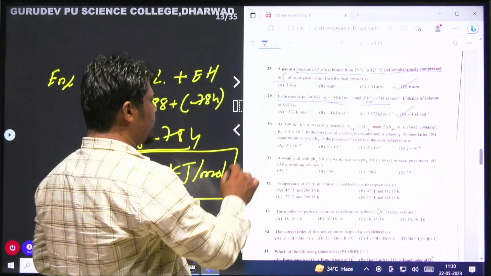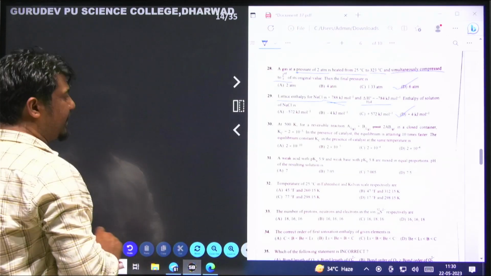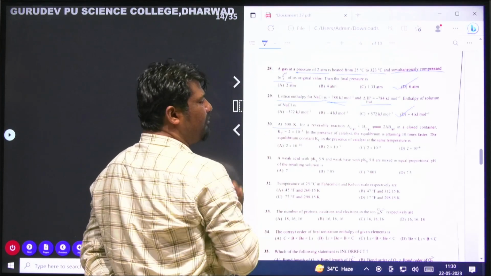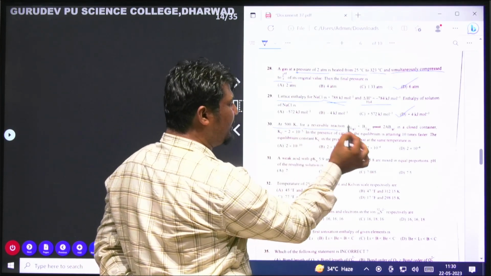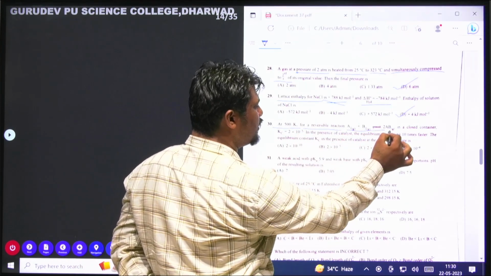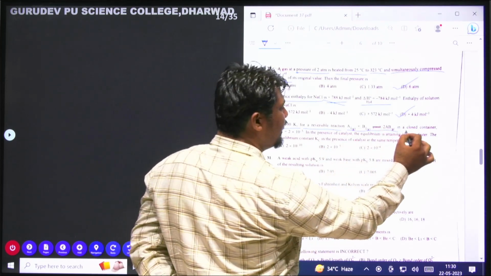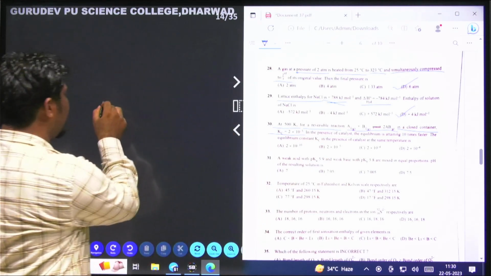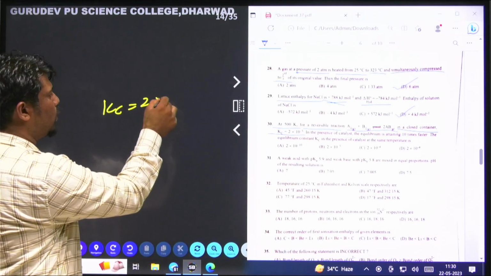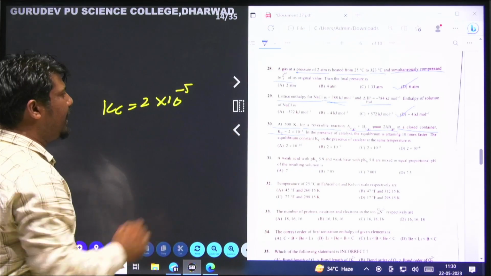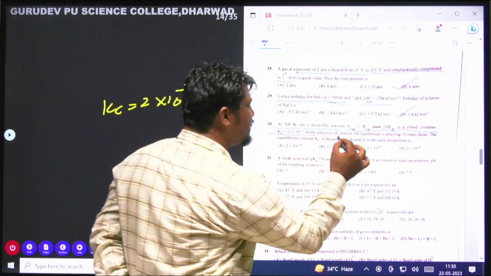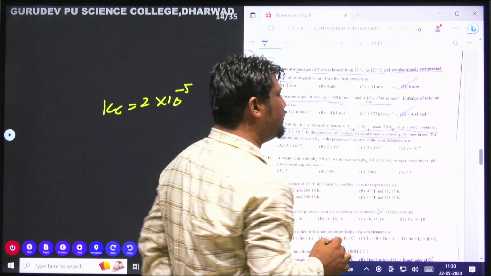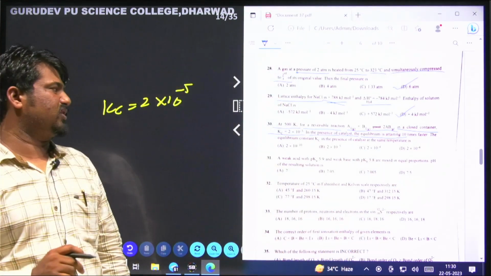The next question is question number 30. What does it show? At 500 Kelvin for the reversible reaction A2B2 reversible with AB in a closed container, Kc is equal to 2 into 10 to the power of minus 5. In the presence of the catalyst, the equilibrium is attained 10 times faster.